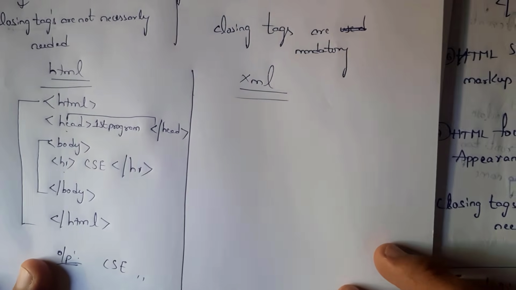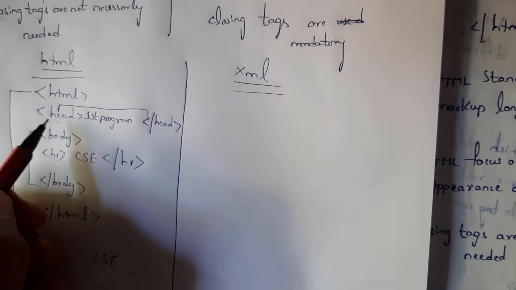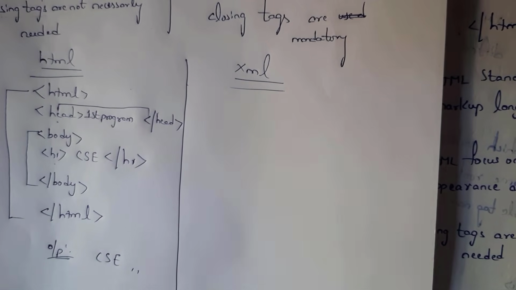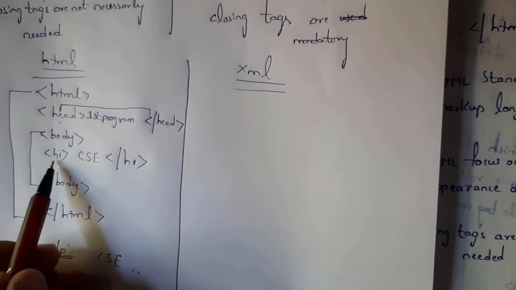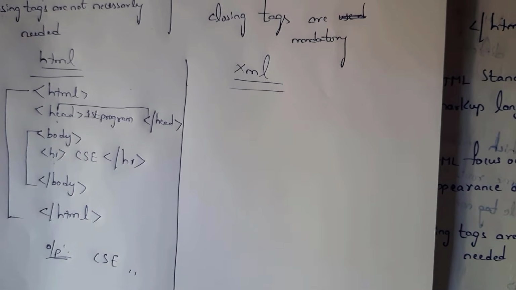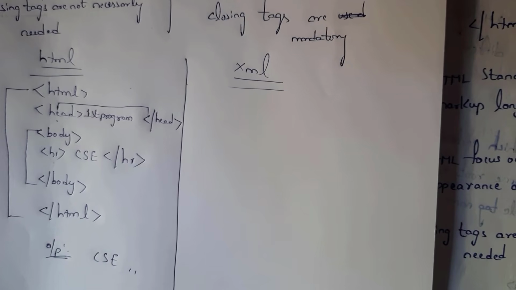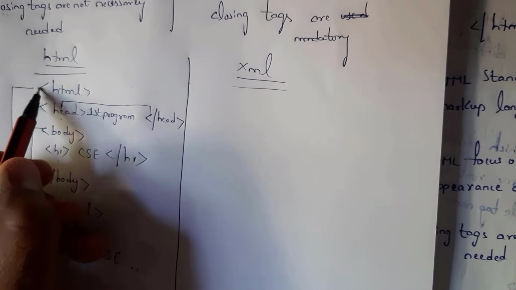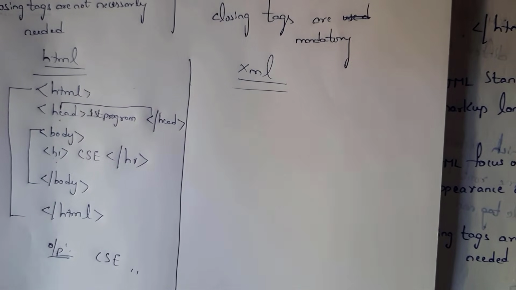Next I am writing the program of XML. In HTML, head, body, H1, all these are predefined tags. There are predefined tags in HTML. But in XML we can create our own tags. Anything that is written in between angle brackets is known as a tag. This HTML is written in between angle brackets, so it is known as a tag.